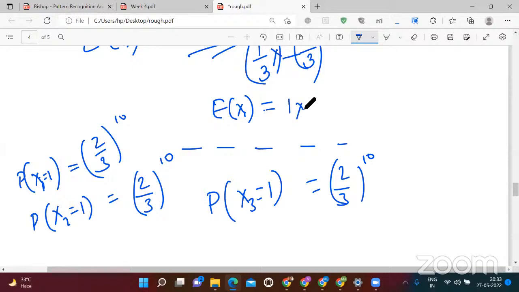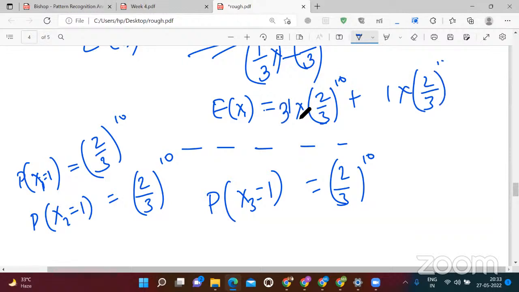So 1 into (2/3)^10 plus 1 into (2/3)^10 and so on, simply 3 into (2/3)^10. This is the expected number of bins that are empty. Okay, so I guess this is clear, or should I explain it again?